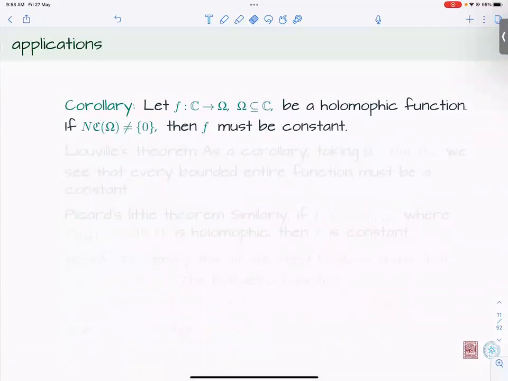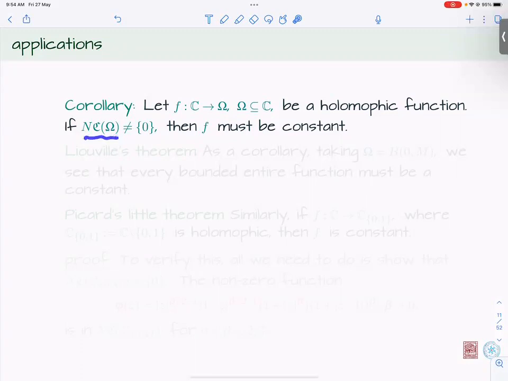Now, as a result, it follows that if F is any map from the complex plane to omega, where omega is a bounded domain, then F must be a constant. Well, this is immediate, because if omega is a bounded region, then the pullback of the metric on omega under such a holomorphic function will produce a metric whose curvature is bounded above by a negative constant.